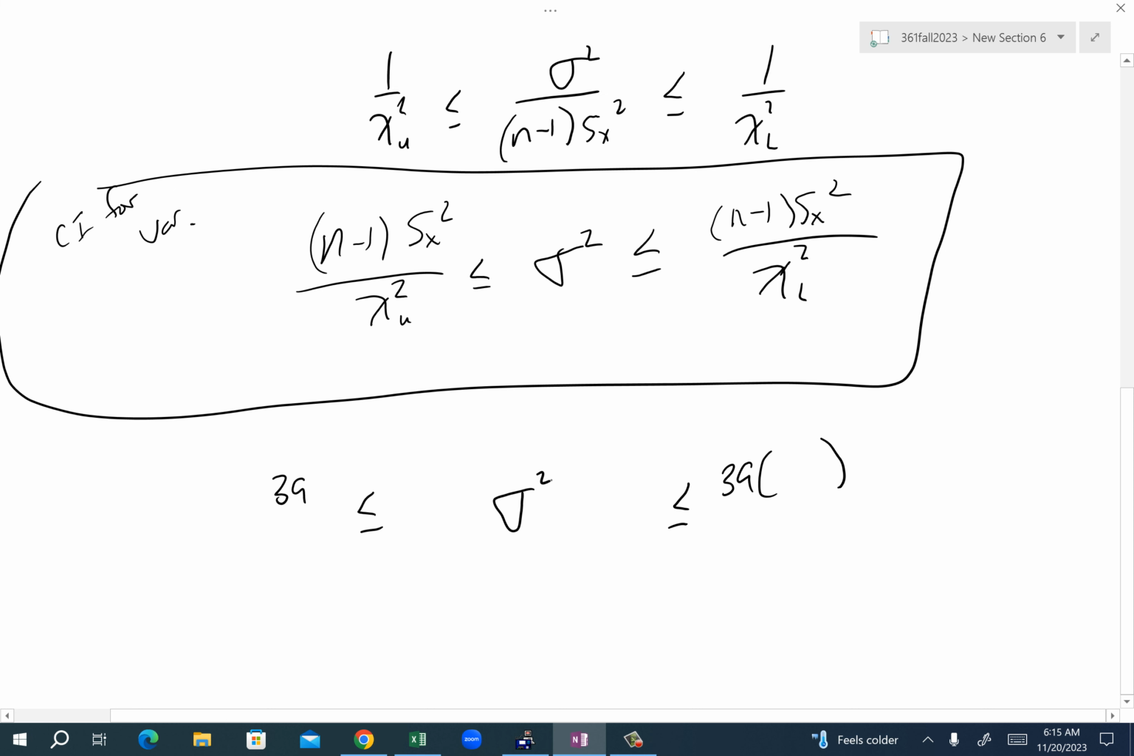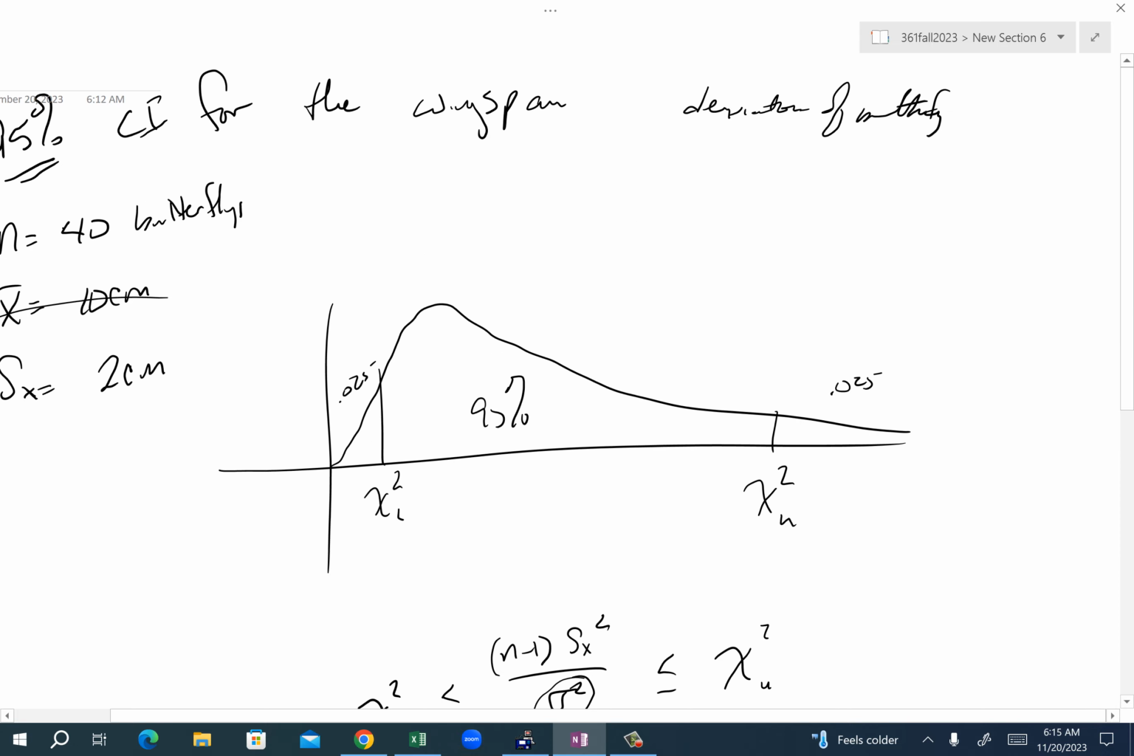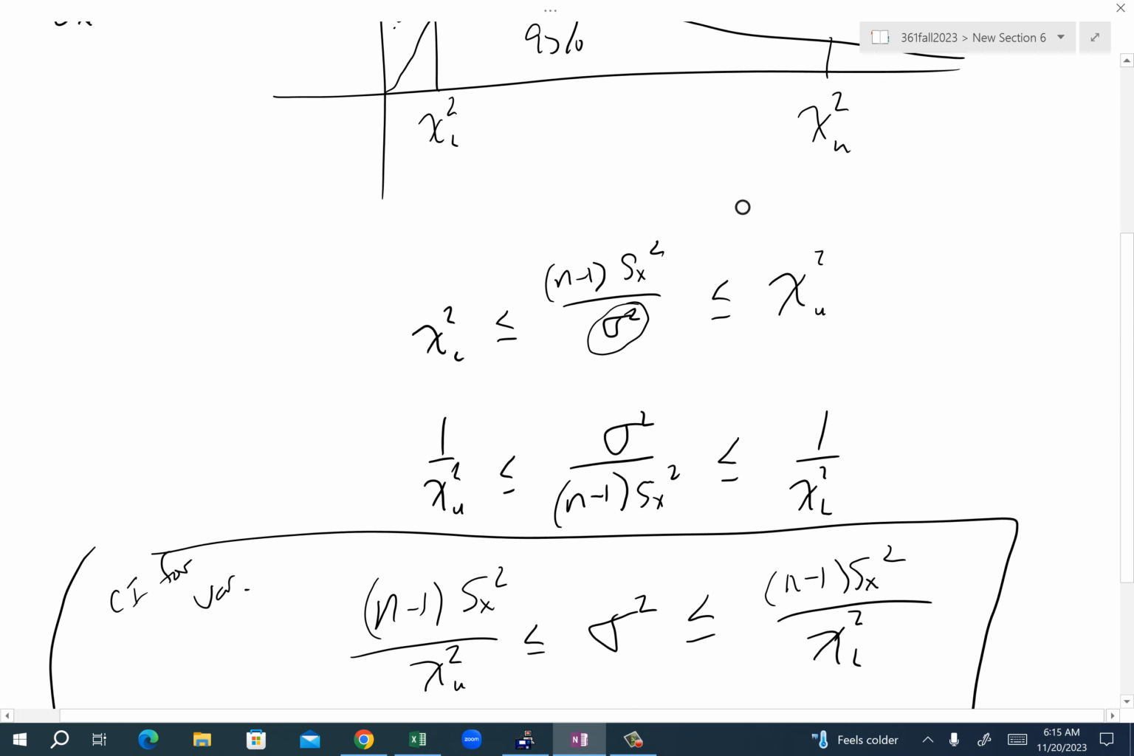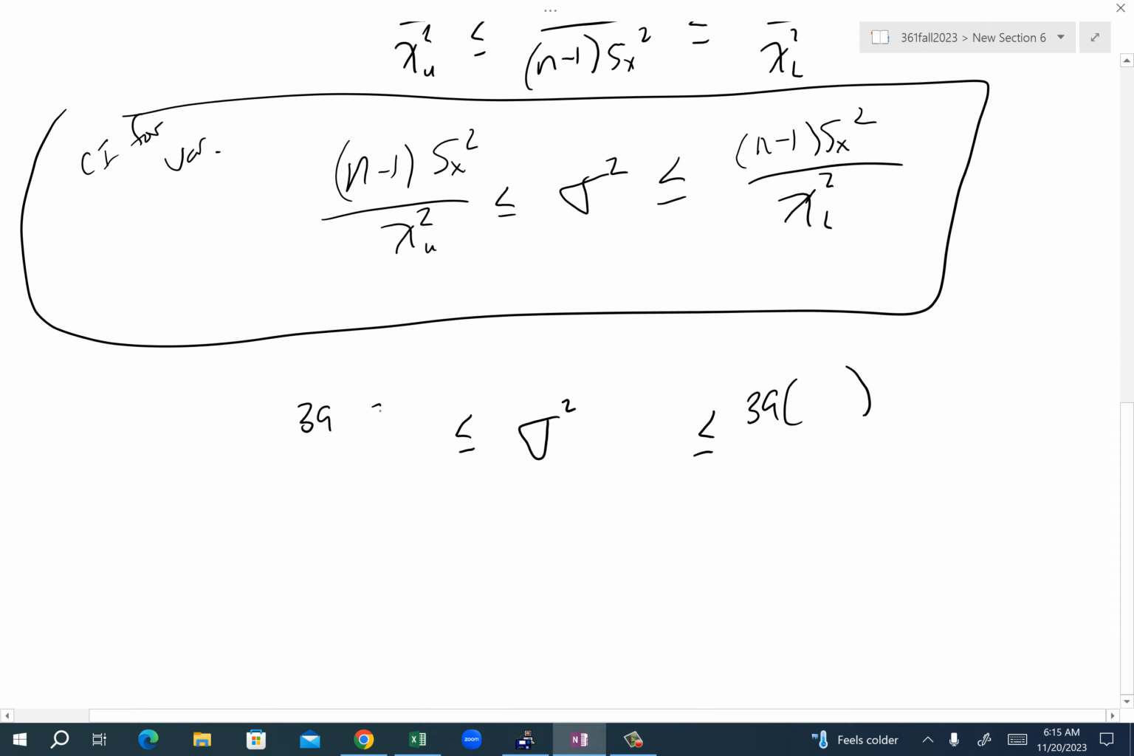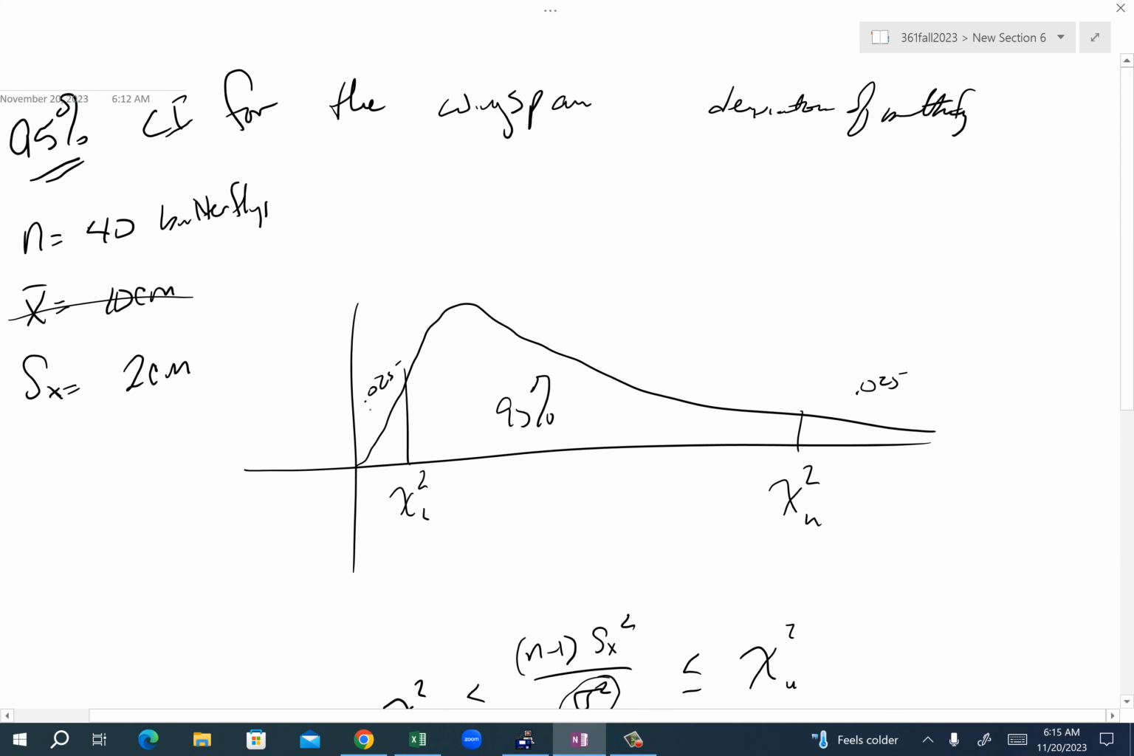Cool. And then we need to figure out, what else do we need? Sx was 2, so it's going to be 2 squared. Whatever, inside, outside, call it 4. I don't care what you do. Now I need those lower bounds. So up here, this is 0.025. From here down, it's going to be 0.975, correct?